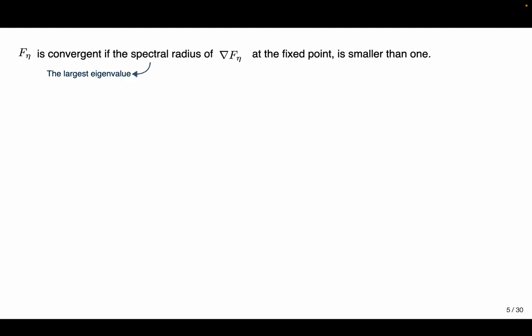Now to study this update operator, to see if it's convergent or not, we do spectral analysis. So F is convergent if the spectral radius, or the largest eigenvalue, of the Jacobian of F at the fixed point is smaller than 1. To study the Jacobian of F, we can write it as the following, and we see that the Jacobian of F depends on the learning rate and also the Jacobian of the vector field.